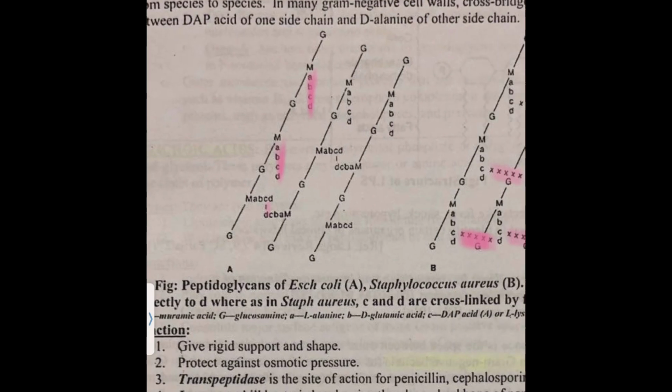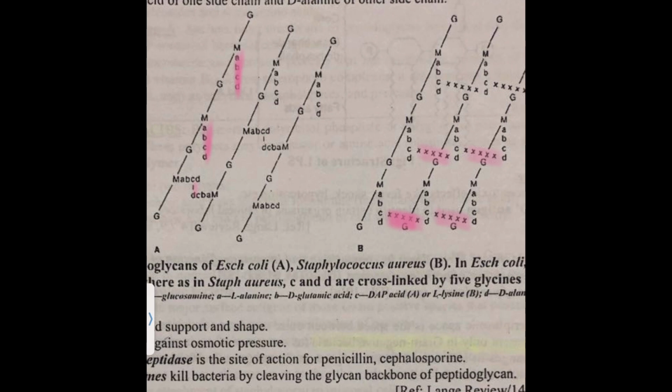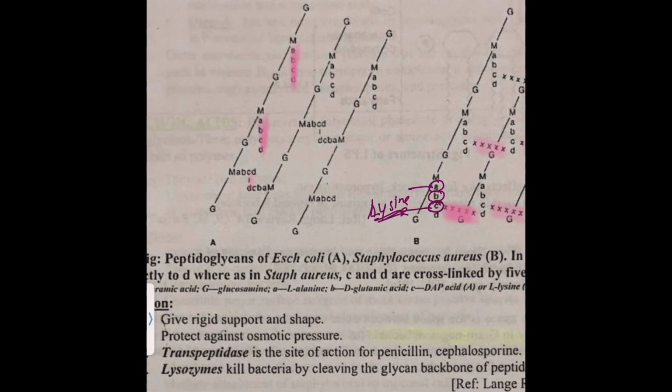There is no need of a peptide cross-link. Why so? Because in case of gram positive, this C is lysine, which is replaced by diaminopimelic acid in case of gram negative. So DAP can form a direct connection with the other part.